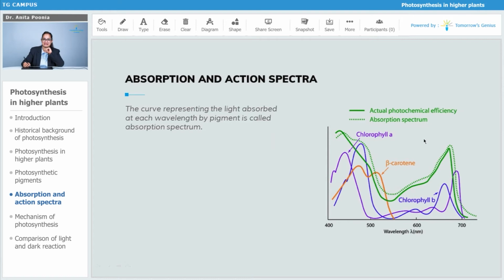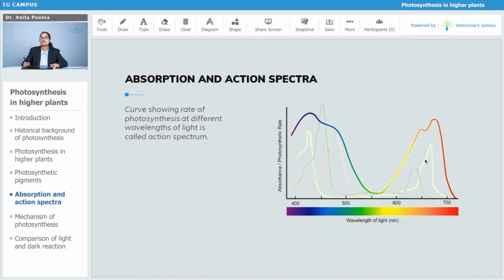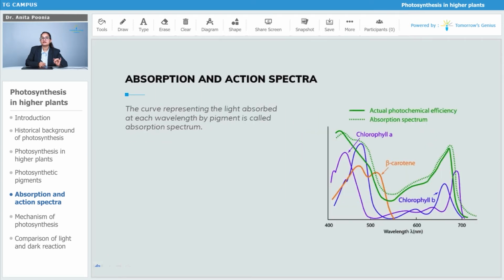That represents the light absorbed at each wavelength by the pigment, that is called the absorption spectrum. So we are studying the absorption spectrum here. And you see the curve showing the rate of photosynthesis at different wavelengths of light, that's called the action spectrum. So this is the action spectrum. So be clear with the absorption spectrum and action spectrum.